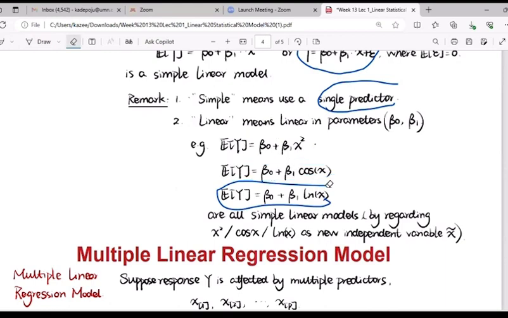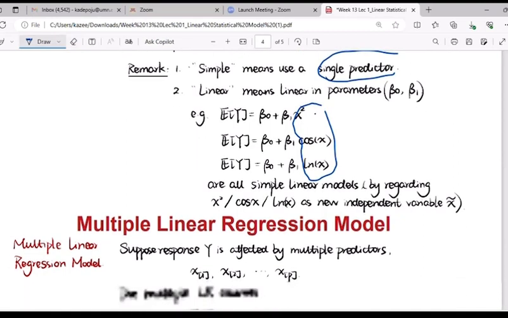What is changing is actually x. You know, x could be x squared. It could be cos x in another model. It could be ln x in another model. If it is not x, it could be something else. Take a look at that. Any question? Any question on that?